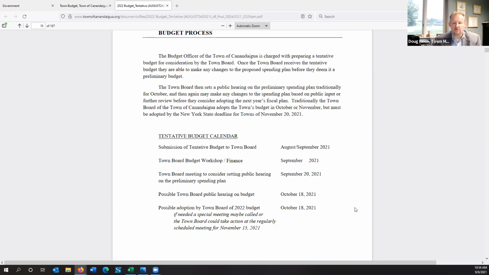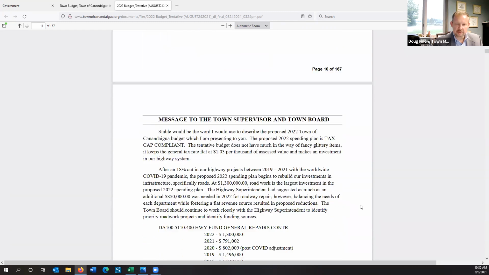So this kind of just walks you through that process. Again, possible town board public hearing on the budget on October 18th. The reason this says possible is the town board has not yet established that public hearing. So theoretically, the town board at their September 20th meeting would declare the tentative budget as a preliminary budget, making any changes they wish either now or after, and then moving that forward by setting a public hearing for the October 18th town board meeting to consider that. So that's the budget process there.